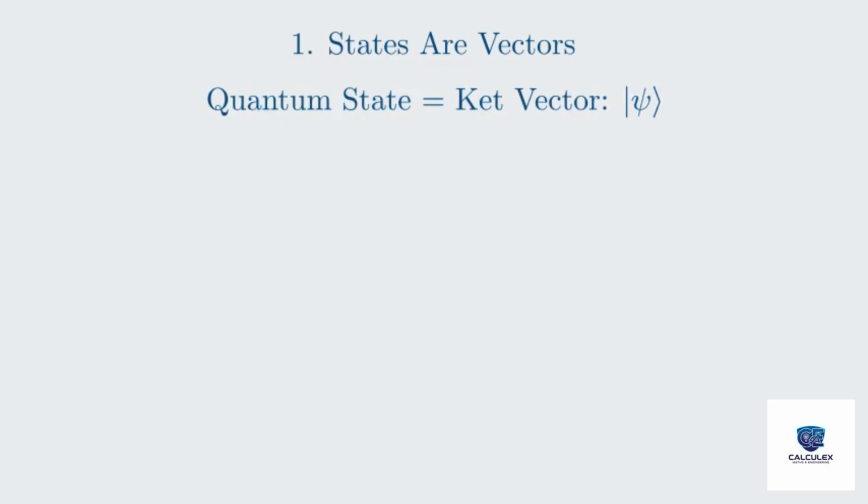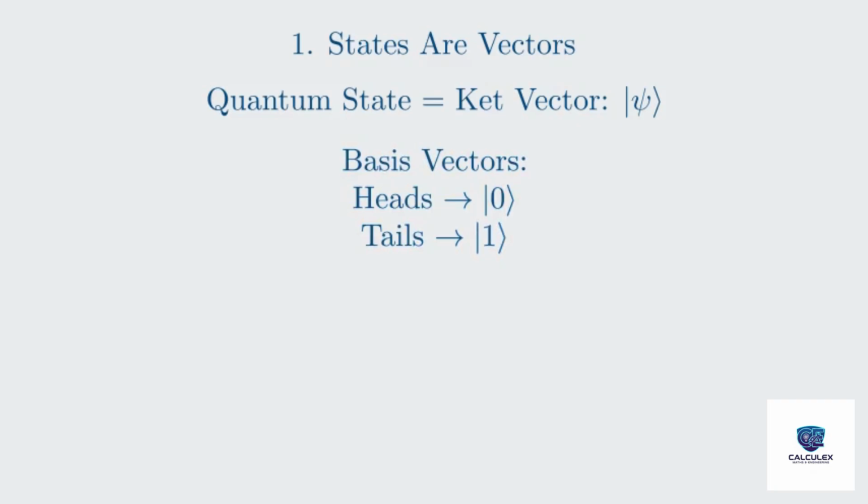Let's be clear about what this means. Imagine a simple system, like a coin that can be in one of two states, heads or tails. In quantum mechanics, we represent these as two orthonormal basis vectors. Let's call the heads state |0⟩ and the tails state |1⟩. Just like any vector in a 2D space can be written as a combination of basis vectors, i and j, any quantum state of this coin system can be written as a combination of these two basis vectors.